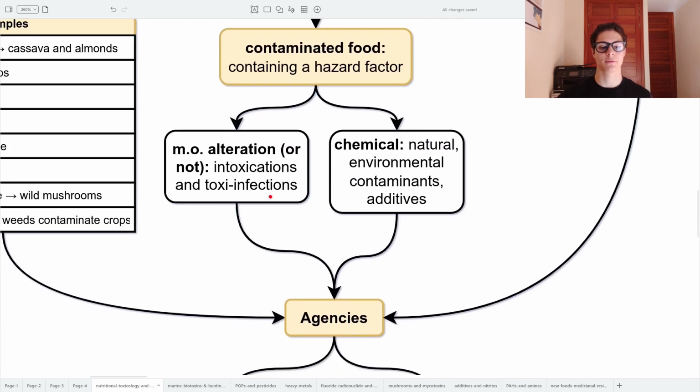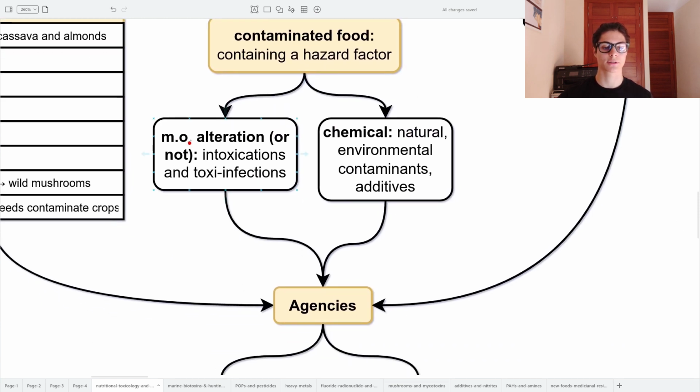And from that we can differentiate, for example, the microorganism alteration or not of the food, and we differentiate intoxications from toxin infections. The intoxication is the presence of a toxin, and the toxin infection is the presence of the microorganism that will then produce the toxin. And on the other hand, we have chemical, which can be natural, environmental, due to contaminants, or even from additives.